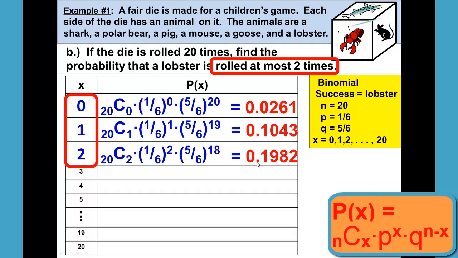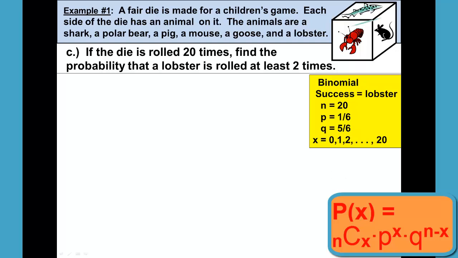We still have the 0.1982 for x equals 2. The probability that x equals 1 would be 0.1043. The probability that x equals 0 would be 0.0261. And since we're looking for x being 0 or 1 or 2, we add those three together and get 0.3286 as our answer.